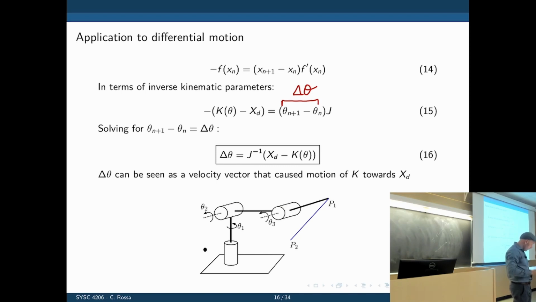So you're attending to something very interesting. Let's look again at equation 16, very important. The variation in the angles is the inverse of the Jacobian times the error. The error is the desired position minus the current position of the end effector. So delta theta can be seen as the velocity vector that causes motion of k towards xd.